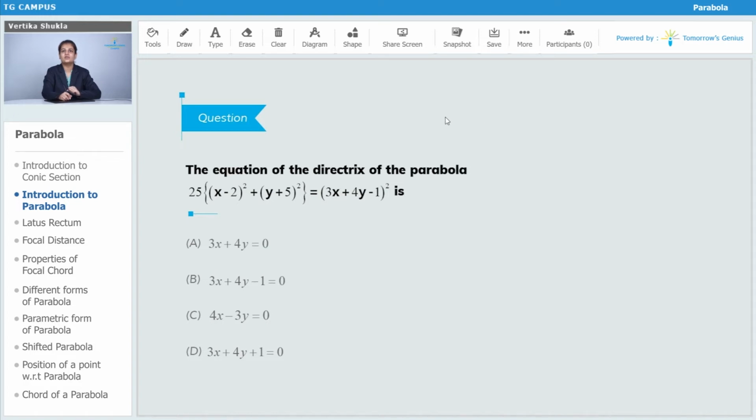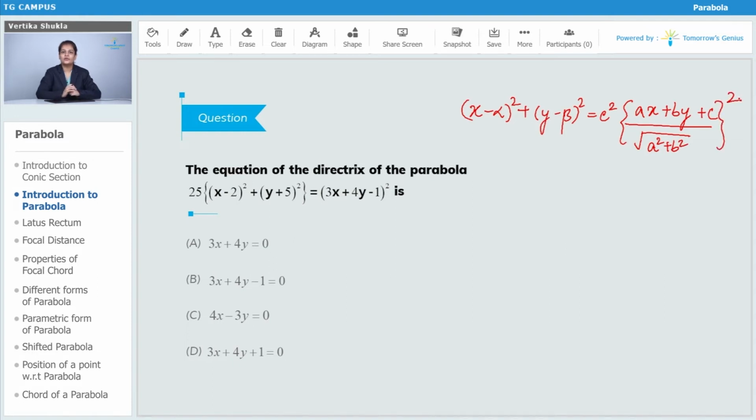That its equation is given by (x minus alpha) whole square plus (y minus beta) whole square is equal to e square into ((ax plus by plus c) divided by root of a square plus b square) whole square. This was the general equation of a conic.